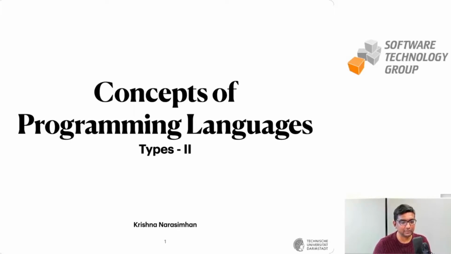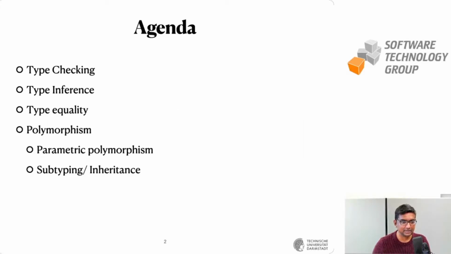Welcome back. Today we will continue our discussion on types. Briefly, here is our agenda. We will look at what is type checking, we'll look at what is type inference, we'll look at how equality of types can be compared and formalized, and then we will also look at polymorphism, which extends our discussion on type checking, and then we'll look at a couple of different variants of polymorphism itself.